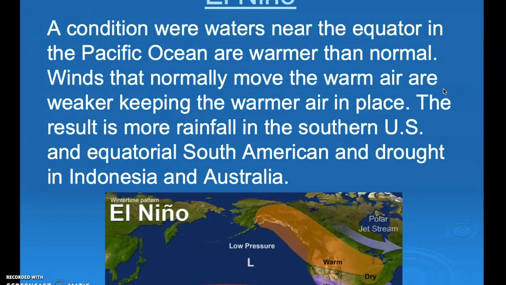So a really cool factor that has to do with ocean currents and changes and pressure systems is El Nino, and you might have heard about it before. El Nino is a condition where waters near the equator in the Pacific Ocean are warmer than normal. So they're seasonably warmer, and this happens every 2 to 7 years. And so winds that normally move the warm air are weaker, keeping the warmer air in place. And this results in more rainfall in the southern United States and equatorial South America, and also a drought occurring in Indonesia and Australia.